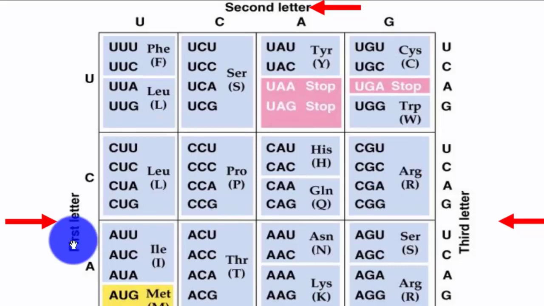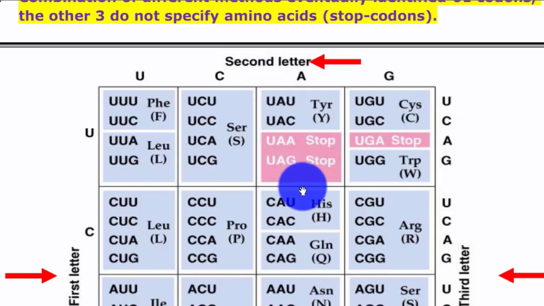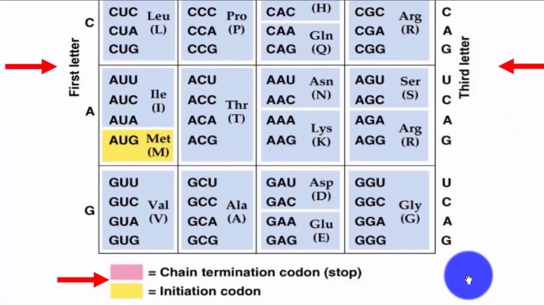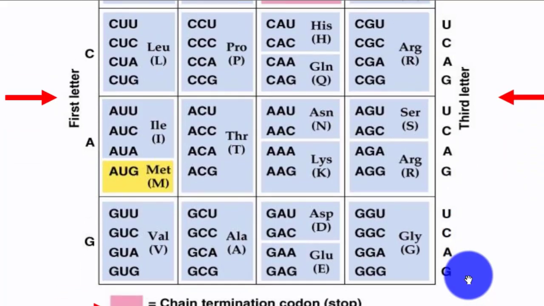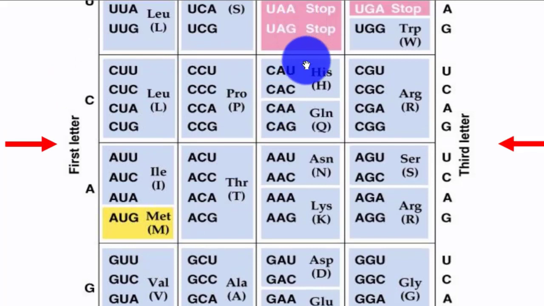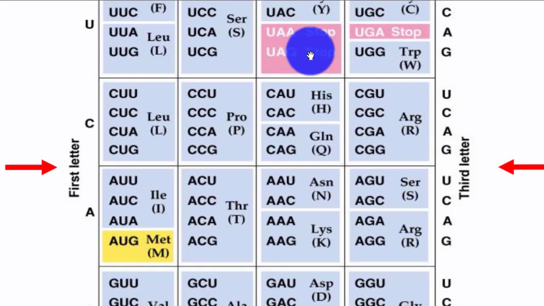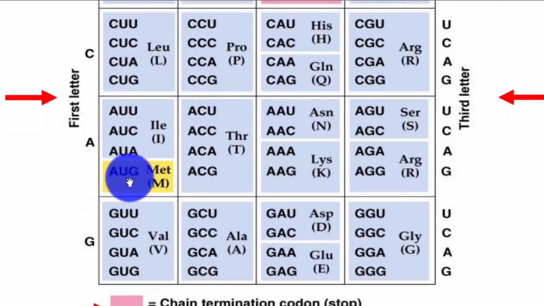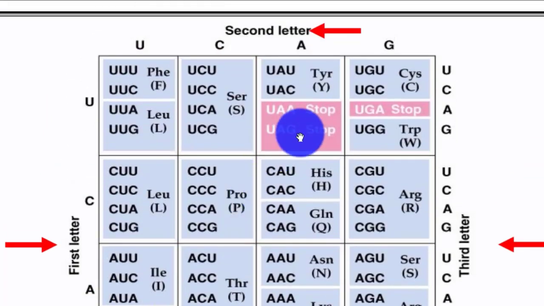The first letter, second letter, and third letter. This is a chain termination codon, stop codon, initiation codon. Stop codons: UAA, UAG, UGA. The initiation codon, AUG, codes for methionine.